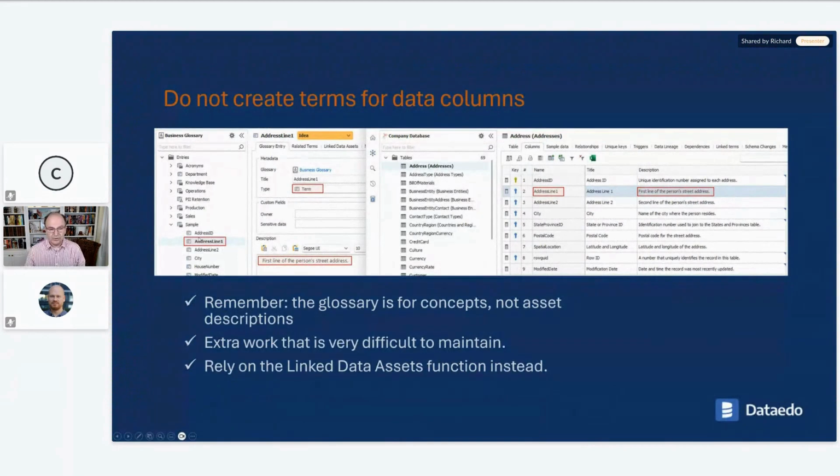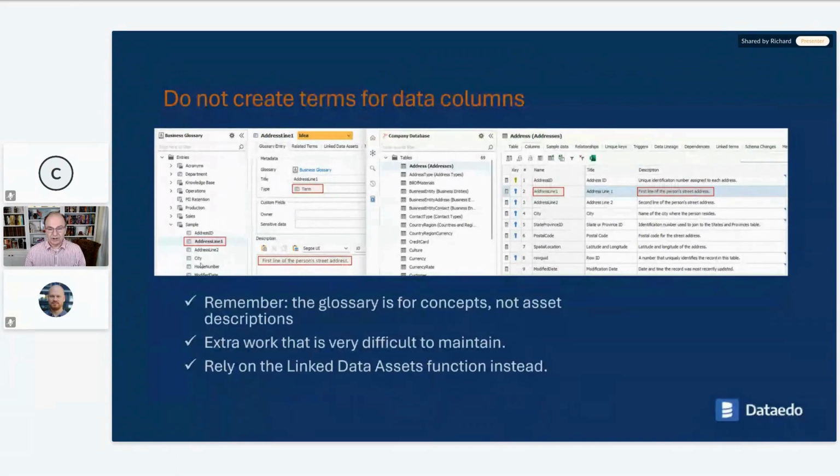What you get if you do this sort of a situation is you have an extreme amount of work creating this. If you have 10,000 columns in your data systems, you certainly don't want to create 10,000 glossary entries for them, and you don't want to make your users search through 10,000 entries to find what they're looking for. So it's hard to create, it's hard to use, and it's hard to maintain. If something changes over here in the database, then you don't want to have to remember to go and make that change in the glossary. If you don't, then you're going to have this mismatch, the desynchronization of information.